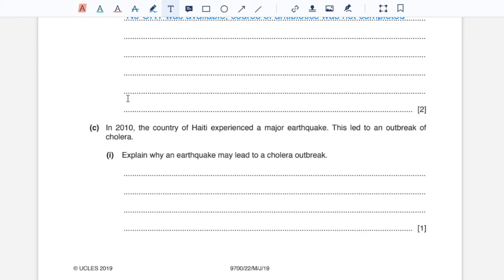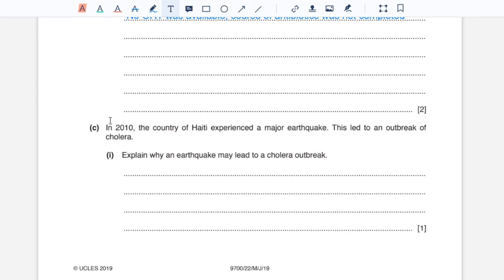In 2010, the country of Haiti experienced a major earthquake. This led to an outbreak of cholera. One, explain why an earthquake may lead to a cholera outbreak. Here you need to write about the factors that complete the transmission cycle, because an outbreak is caused by infection in a great many people, and that would only happen if the transmission cycle is completed.